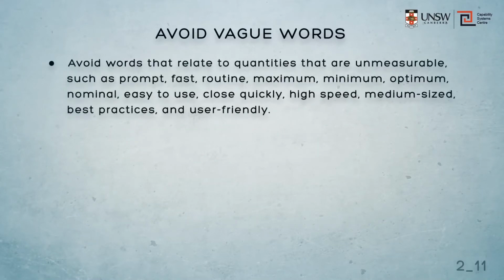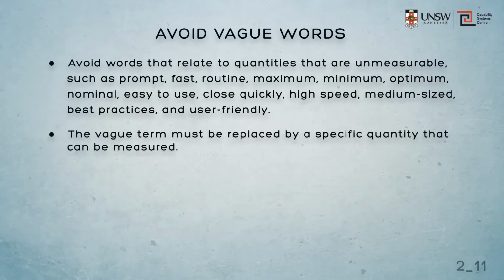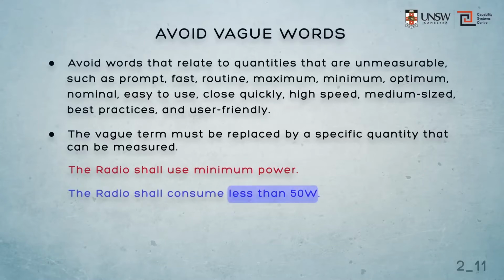A second common issue relates to the use of words that are vague because they can't be measured. Words such as prompt, fast, routine, maximum, minimum, optimum, nominal, easy to use, high speed, medium sized, and so on. Those vague terms must be replaced by a specific quantity that can be measured so that we can verify the requirement. So for example, if we say the radio shall use minimum power, we can't measure minimum, so we need to state a measurable target. For example, we could say the radio shall consume less than 50 watts.